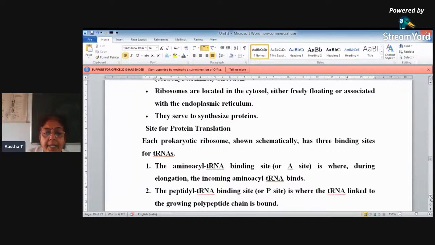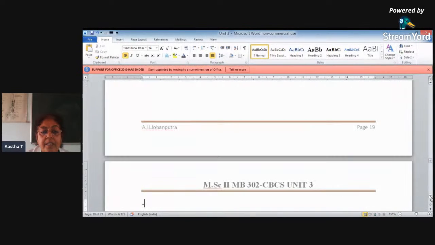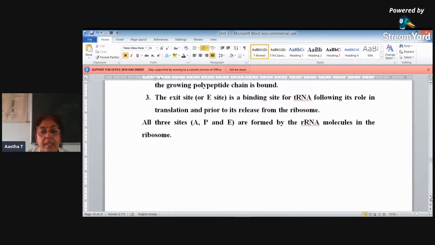The aminoacyl binding site, that is the A site, which is essential for elongation or for binding the incoming amino acid tRNA. The peptidyl transfer site or peptidyl tRNA binding site, where tRNA links to the growing polypeptide chain, and the exit site or E site, which is the binding site for tRNA following its role in translation and release from the ribosome. All these three A, P and E sites are formed by RNA molecules in the ribosome.